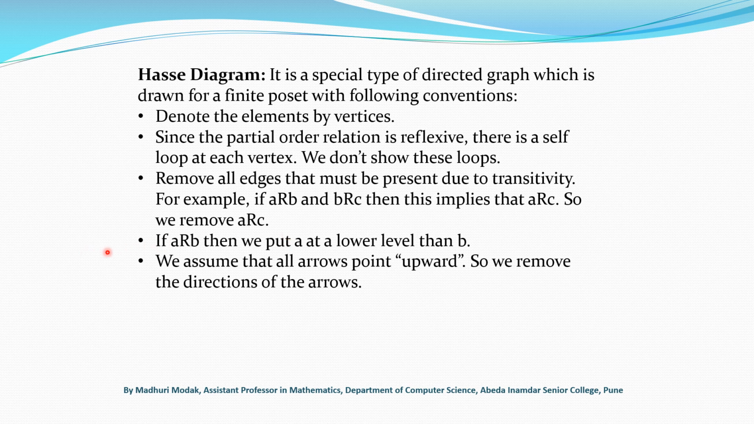If A is related to B, then we put A at a lower level and B at an upper level. So A must be at a lower level than B. Now we assume that all arrows point upward. So we remove the directions of the arrows.